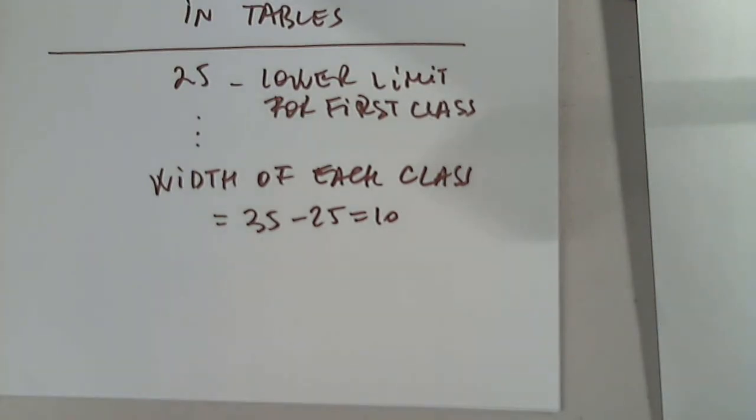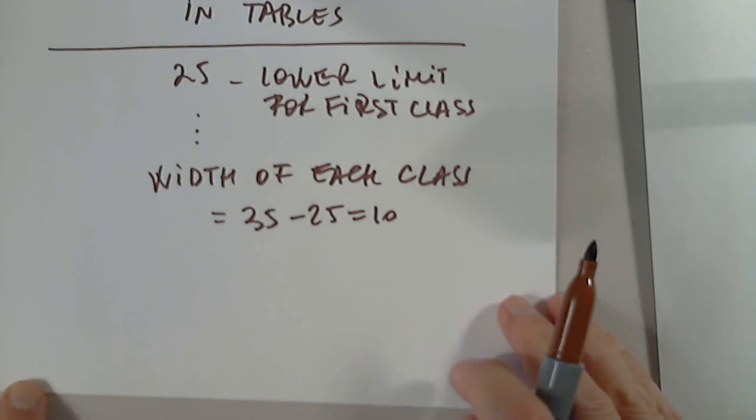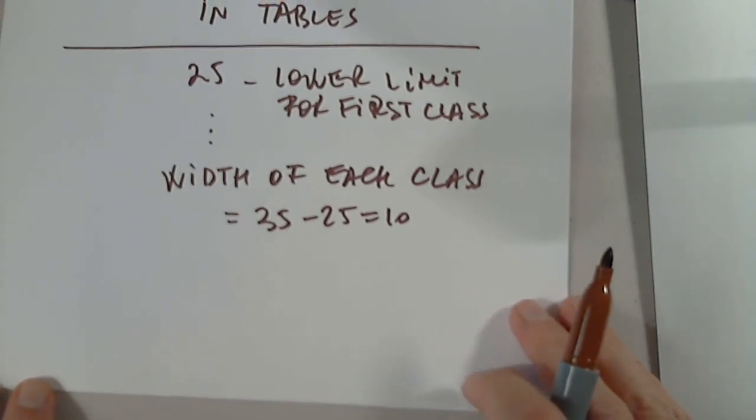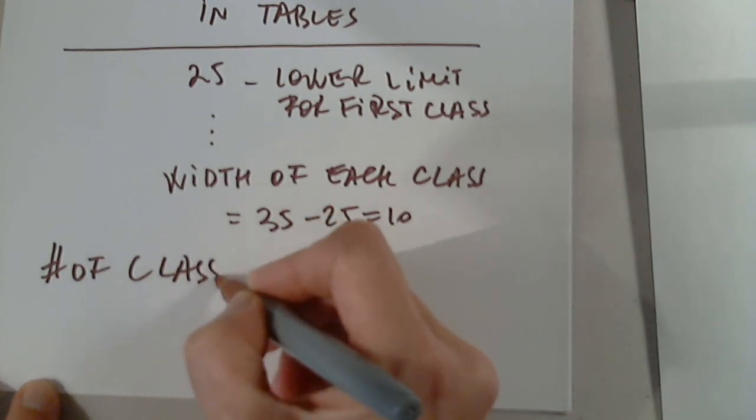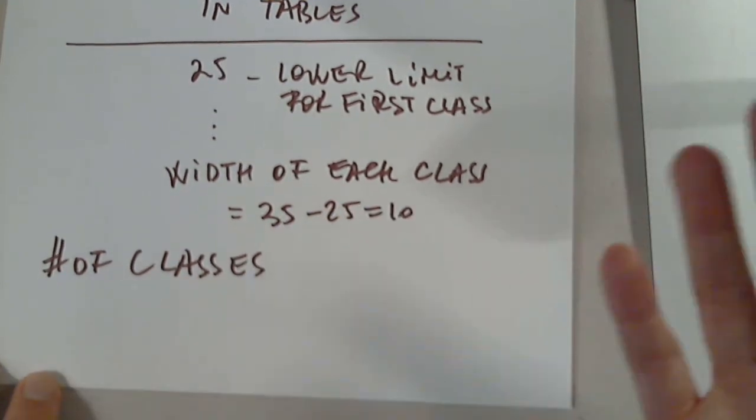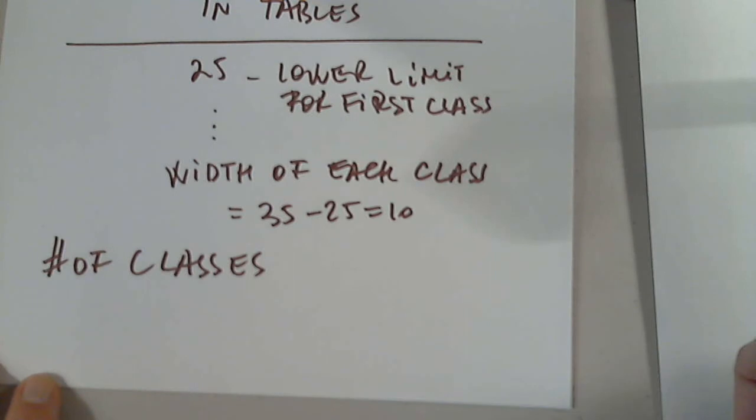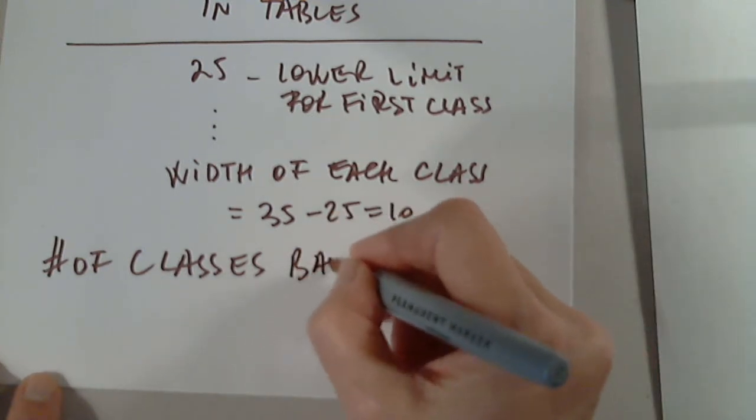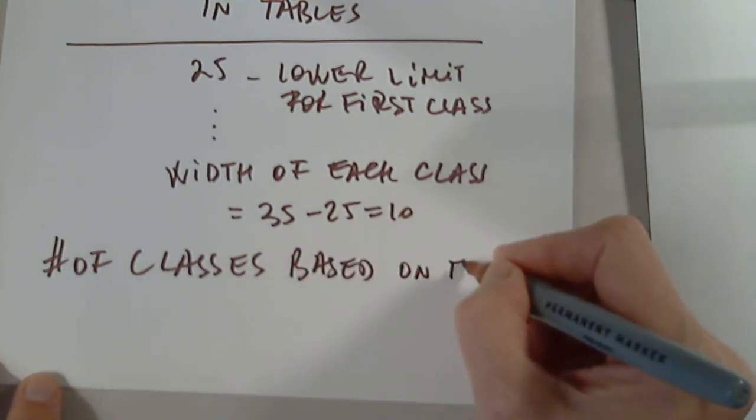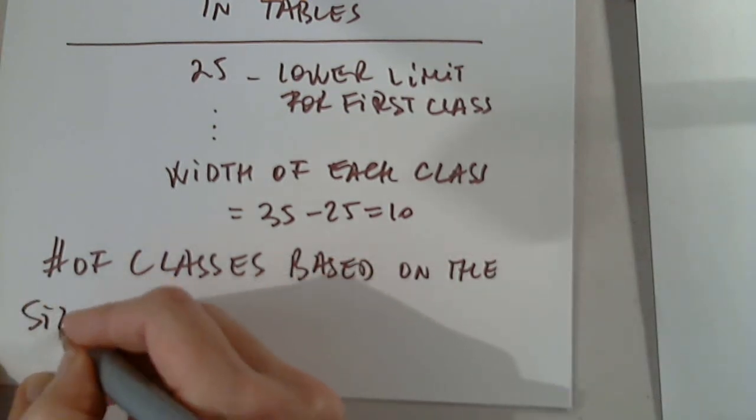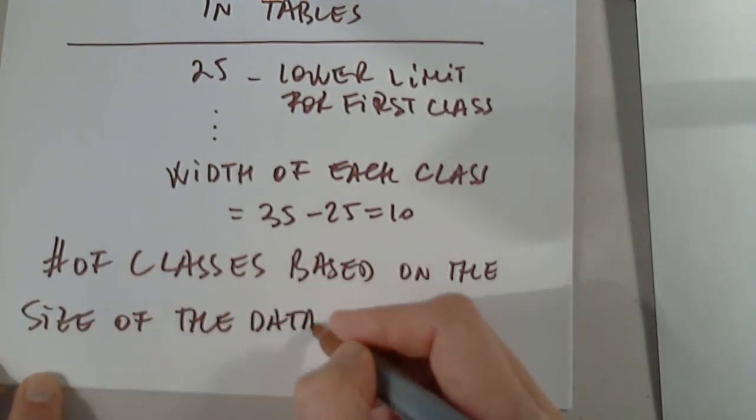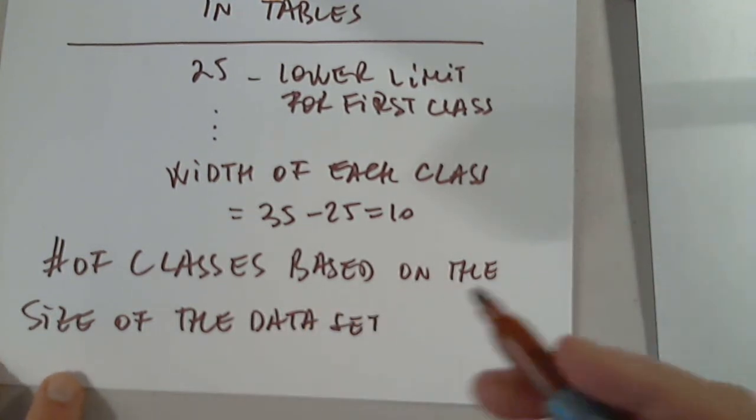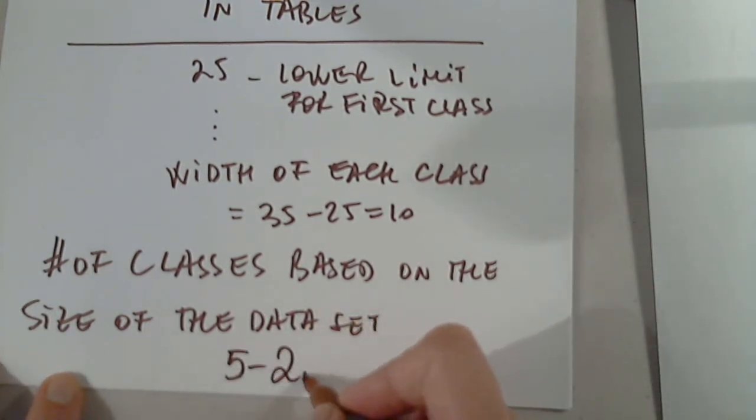You can ask, how do I know how many classes to create? Well, that is kind of ambiguous. The number of classes, depending on the size of the data set, is between 5 and 20 classes.